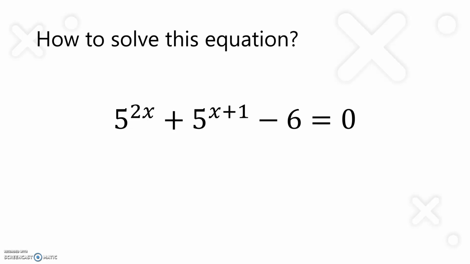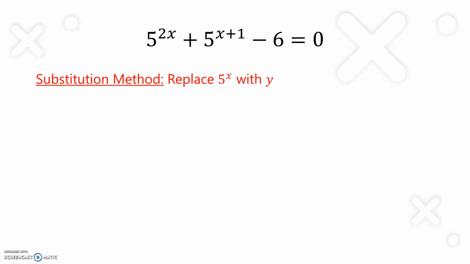The challenge of this question is very apparent. We have two indices and they are different. One says 2x, the other one says x plus 1, and then we have another number. So it is impossible at this stage to rewrite it as 5 to the power of x equal to some sort of 5 to the power of a value. We can't yet figure this one out, so we have to look at another way to work out this equation. We can do that by using the substitution method.